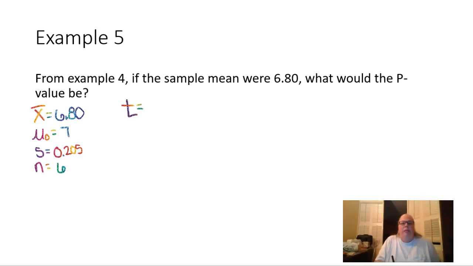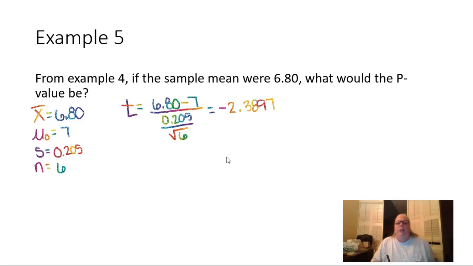And the formula is, we want to take our mean and subtract the mu 0 and divide that by the sample standard deviation, which should be divided by the square root of n. All right, so let's put that in the calculator and see what we get. And this is giving me negative 2.3897. All right, let's pull up the ALEKS calculator and get that new p-value.